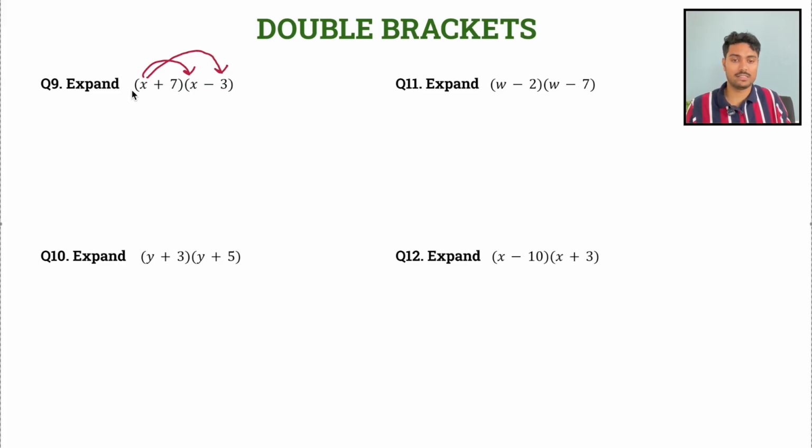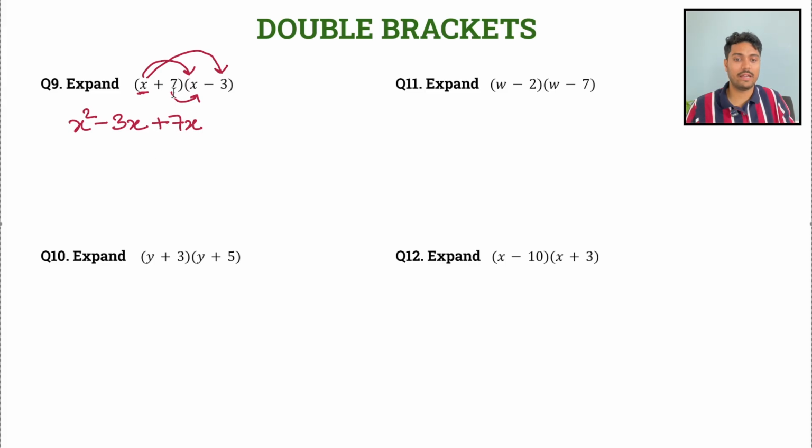So we will write it like this, x multiplied by x is x square, and then x multiplied by negative 3 is going to be minus 3x. So right now we are just done with the first term. Now we have to multiply the second term as well. So 7 into x, 7x, both are positive, so we will write positive 7x.